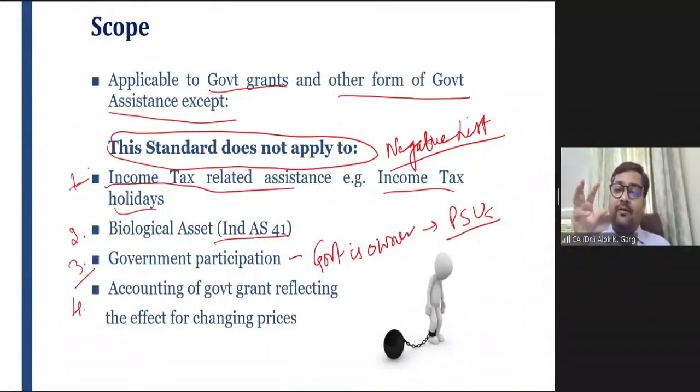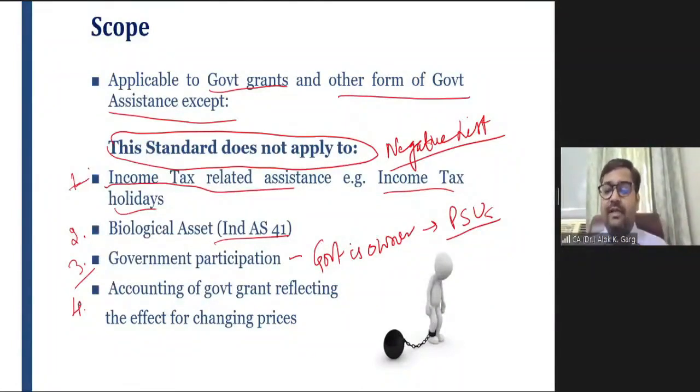So the government is providing a relief to industry just with respect to the effect of changes in prices. So it will also not be covered here. Okay, so it will not be covered. It is not a government grant which has to be covered under this particular standard. So guys, this is also out of the scope.